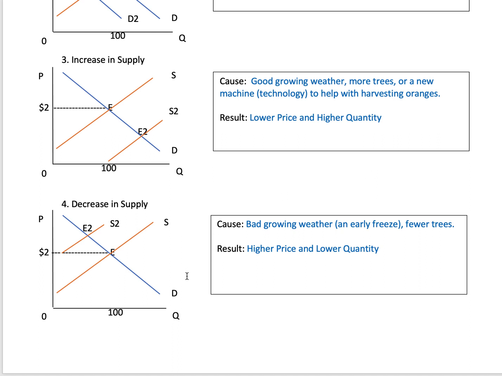Also look at the graphs. It can be misleading in that it looks like supply went down visually for number 3, and for number 4 it looks like supply went up visually. But remember, they shift left and right. So this leftward shift of the supply is a decrease, and for number 3 that is an increase.